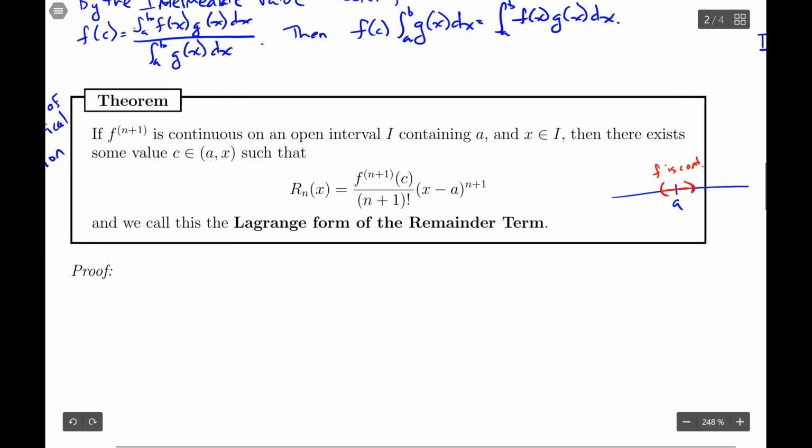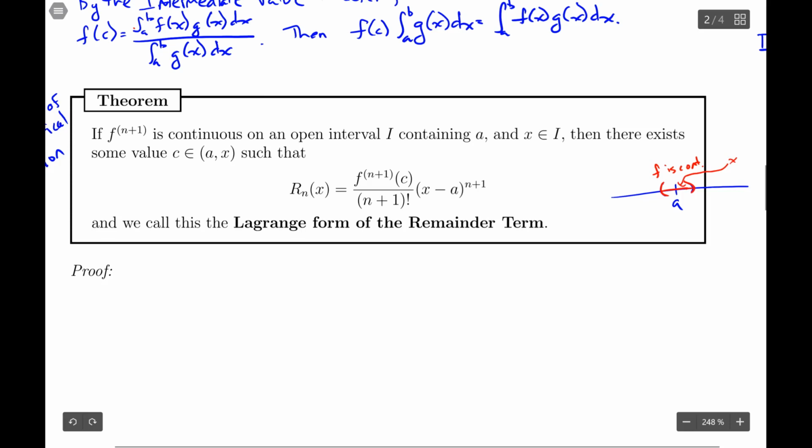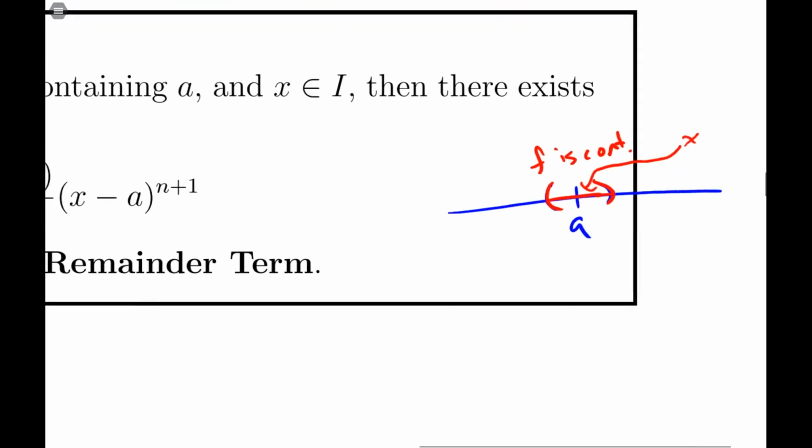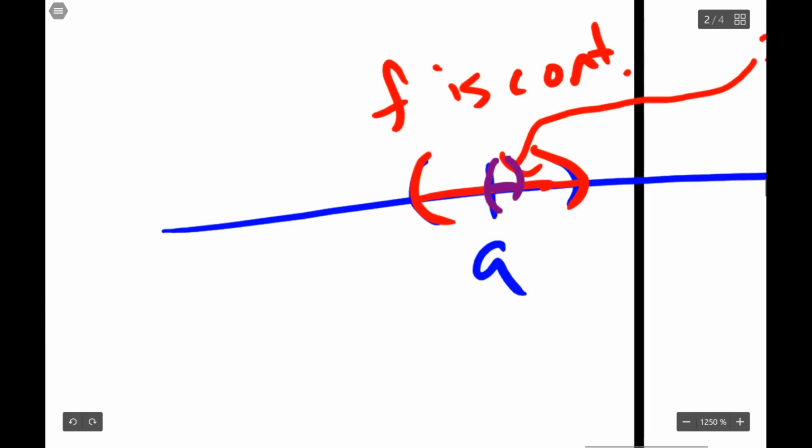So, if you have some open interval containing a, and x is somewhere in I, so x is somewhere in this interval, then there exists some value c between a and x. So, we have c being some value between a and x. If this is the value of x, then c is somewhere in here.